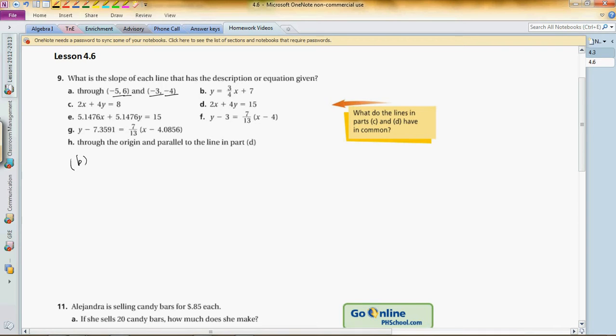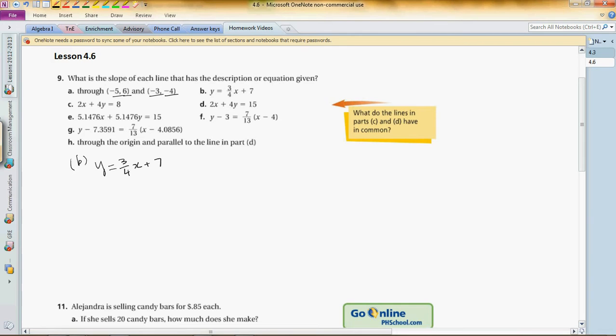B, some of you know that y equals mx plus b, so the slope is 3 over 4. However, I want you to be able to find out the slope by doing this, finding the 2 points. So basically, if we know 2 points, then we can find the slope easily.